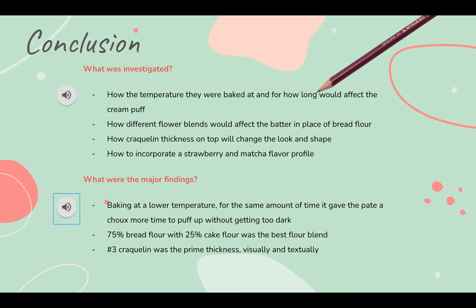We then tested our cracklin thickness variation. We sheeted the cracklin to number 2, number 3, and number 4 on the sheeter. Number 3 gave us the best result on top visually and through our survey.